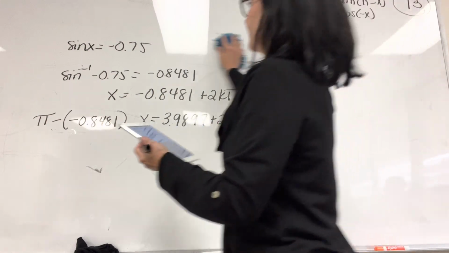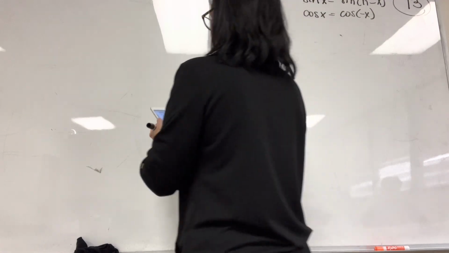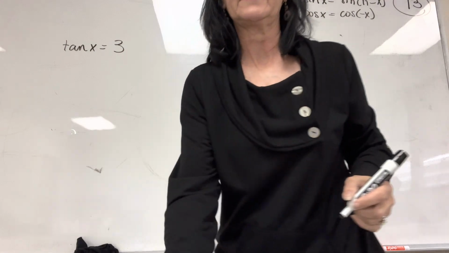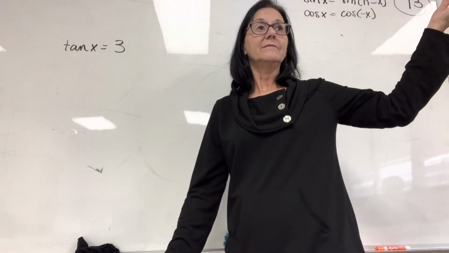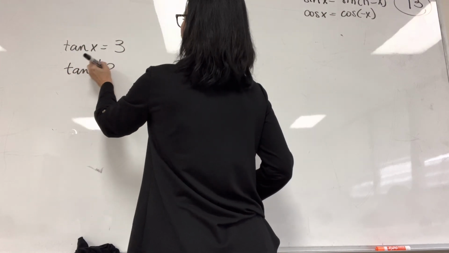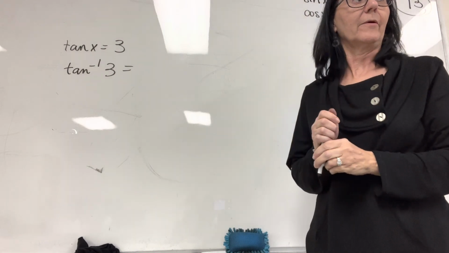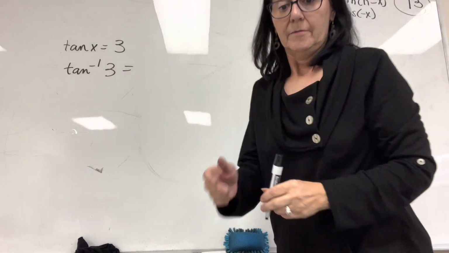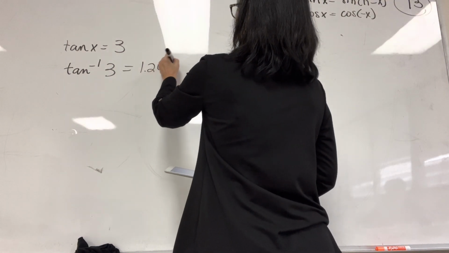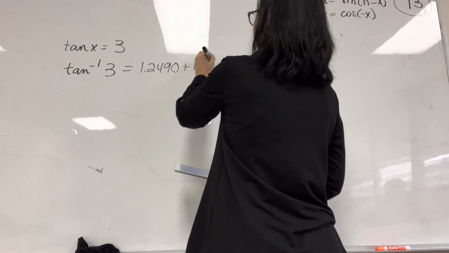Okay, so if I were given the tan of x is 3, how do I solve this? Just do the inverse. Inverse of 3, what does that equal? In radians. Somebody do it for me. Is it 1.2490? Plus k, almost wrote 2, plus k pi.